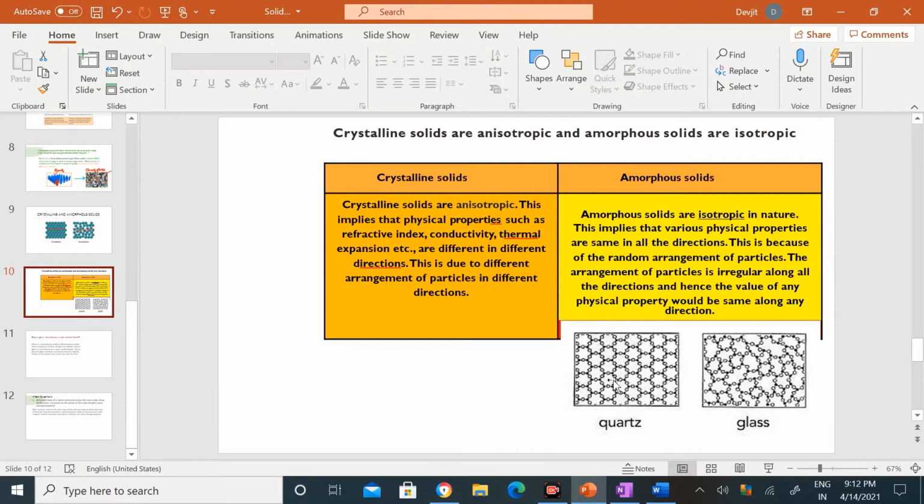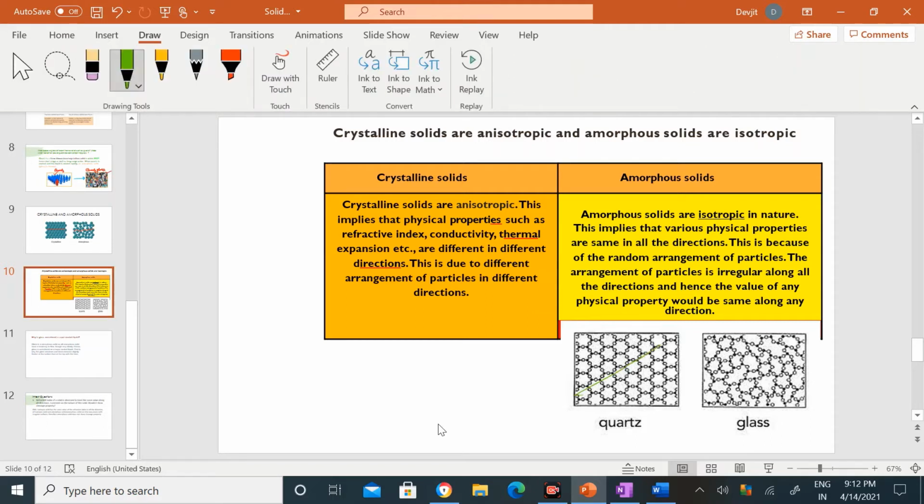See, this is quartz, this is crystalline, everywhere it is arranged. But if I go diagonally, see, I am getting this kind of arrangement. But if I go vertically, I get to see this kind of arrangement. So in every direction, the atoms' arrangement is different. So this is anisotropic.